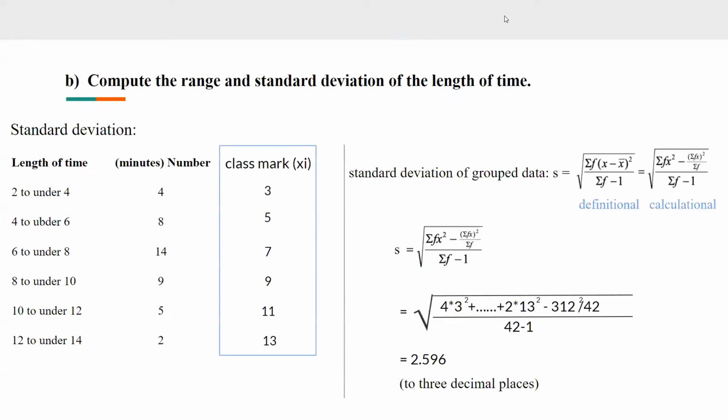The standard deviation of group data follows this formula. The former formula is the definitional standard deviation, and the latter is the computational one. So we choose the latter one to calculate. After plugging into this formula, S is 2.596, rounded to 3 decimal places.